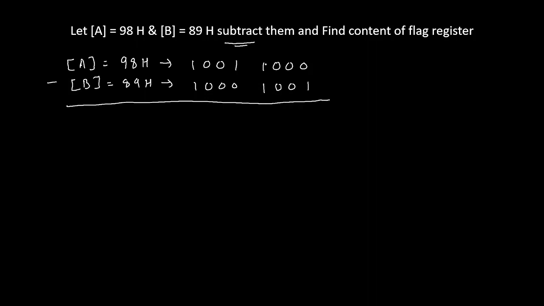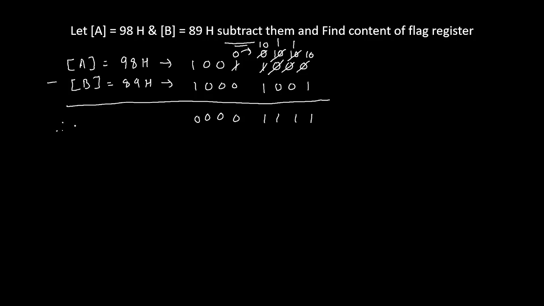Now 0 minus 1 we cannot do, that's why we will take borrow from here. This number will become 0, this number will become 10, and 1 borrow we will give over here, so this number will become 1, again 10, 1 borrow we will give over here, so this will become 1, and this number will become 10. Now 10 is 2, so 2 minus 1 is 1, 1 minus 0 is 1, 1 minus 0 is 1, 0 minus 1 we cannot do, that's why we will take borrow from here. So we have taken borrow, and this number will become 10, and 10 minus 1 will become 1, 0 minus 0 is 0, 0 minus 0 is 0, 0 minus 0 is 0, 1 minus 1 is 0. So this is our answer.